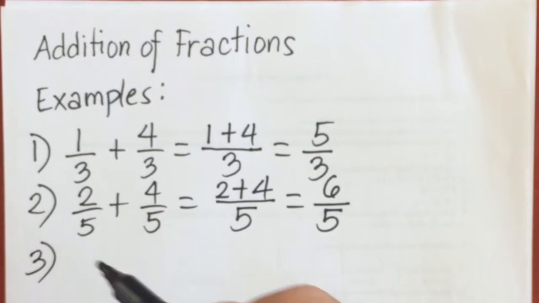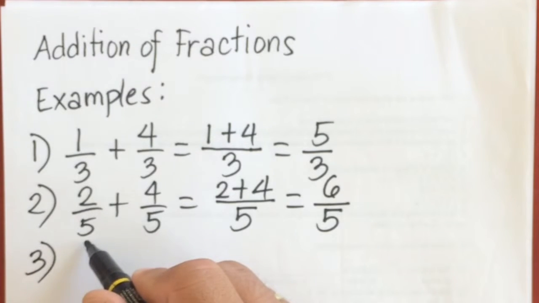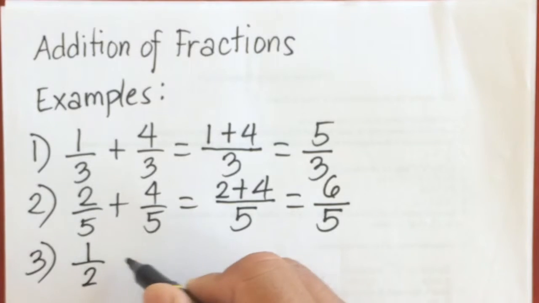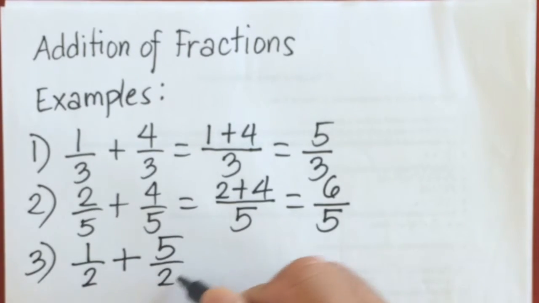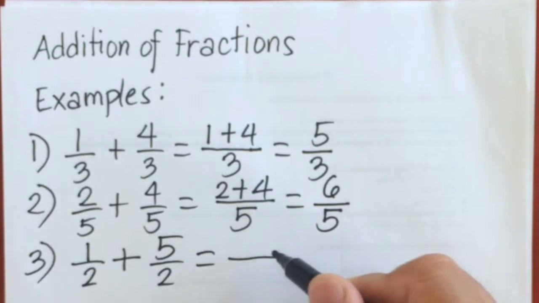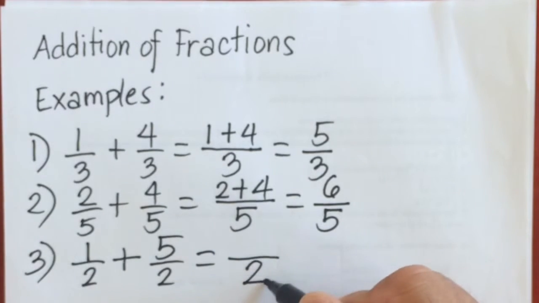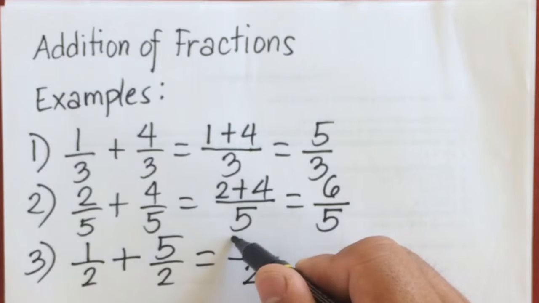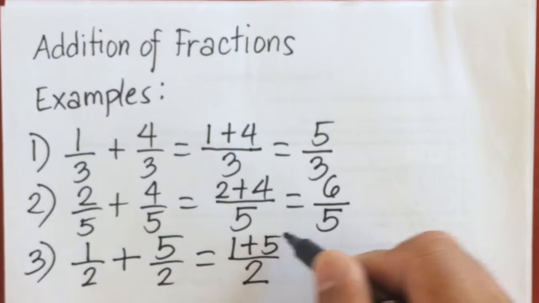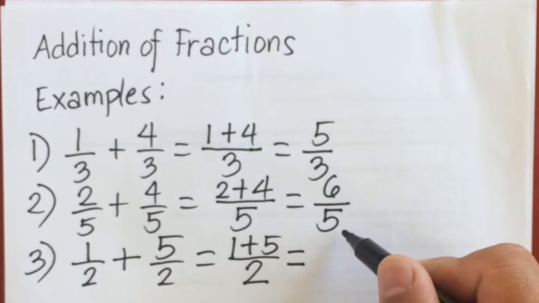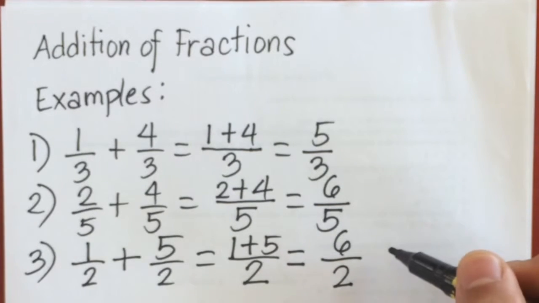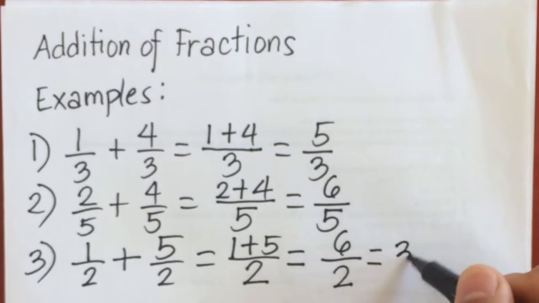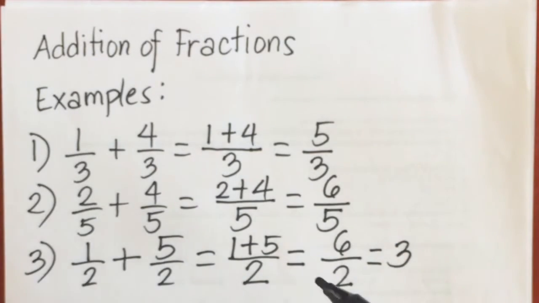Another example, let's have 1/2 plus 5/2. So that will be copy the denominator 2, then add 1 plus 5, the numerators. 1 plus 5 is 6 over 2, then 6 divided by 2 is equal to 3. So the answer here is 3.